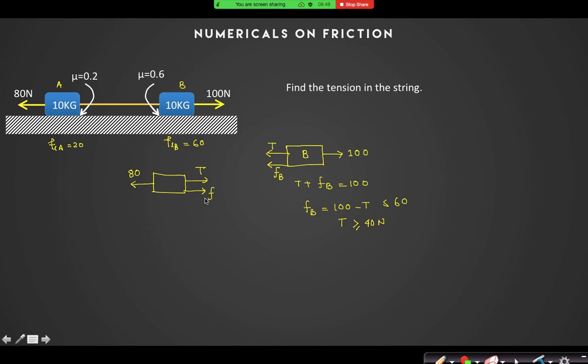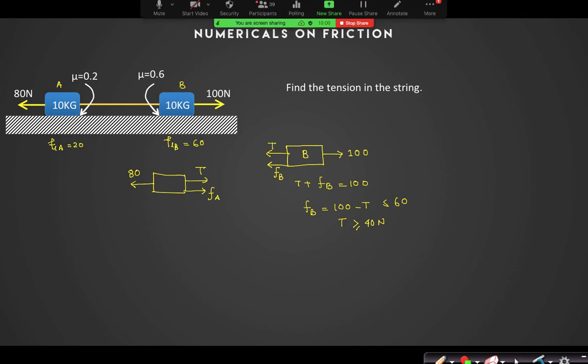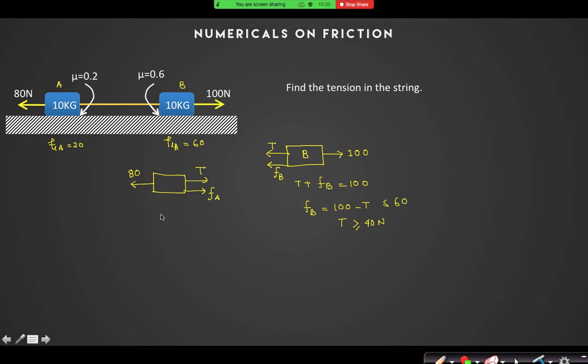So T plus Fa is equal to 80 Newton, and we can find the value of T from this equation: Fa is equal to 80 minus T, that is less than or equal to 20 here. So the value of T should be greater than or equal to 60. So what should be the value of tension that satisfies both conditions? 60 Newton. So definitely that should be the answer of this question.